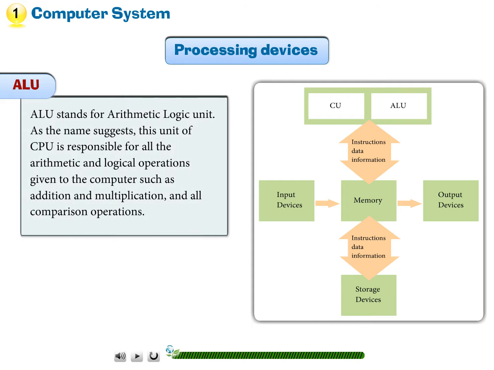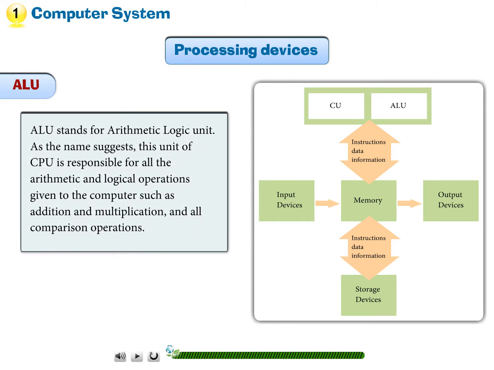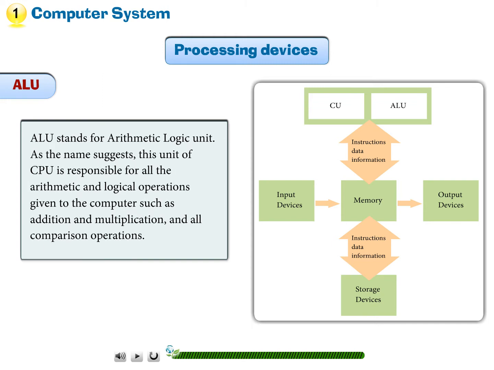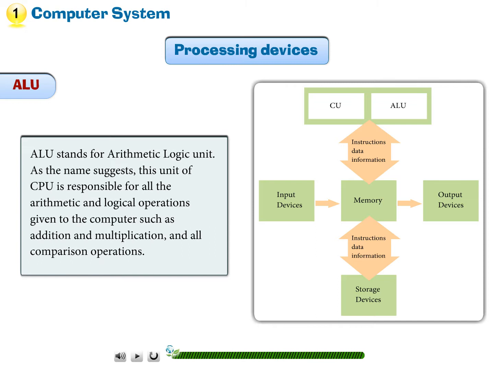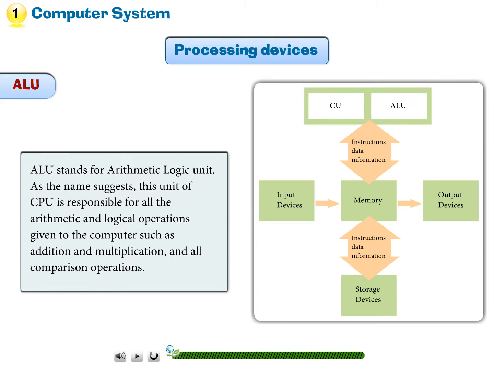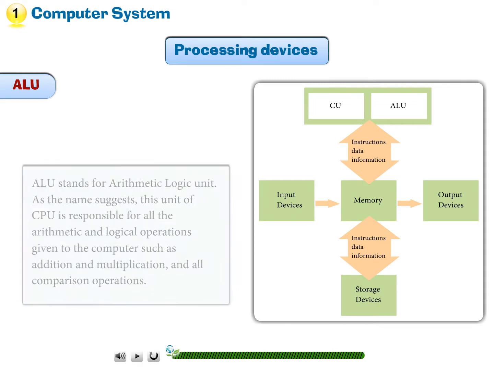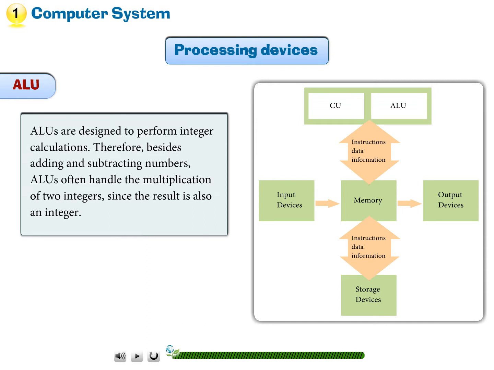ALU. ALU stands for Arithmetic Logic Unit. As the name suggests, this unit of the CPU is responsible for all the arithmetic and logical operations given to the computer, such as addition and multiplication, and all comparison operations. ALUs are designed to perform integer calculations.